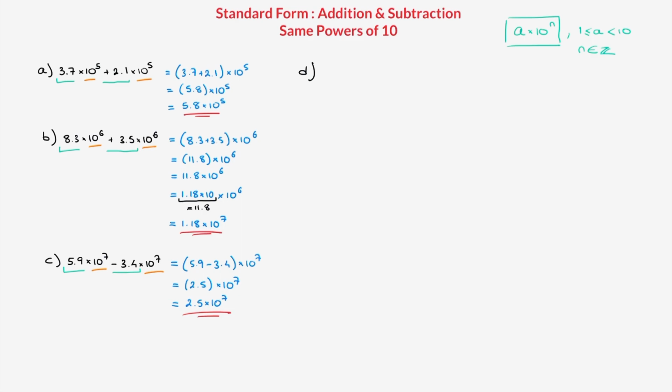Here it is. Say we have to calculate 2.3 times 10 raised to the power of 6 minus 1.9 times 10 to the power of 6.